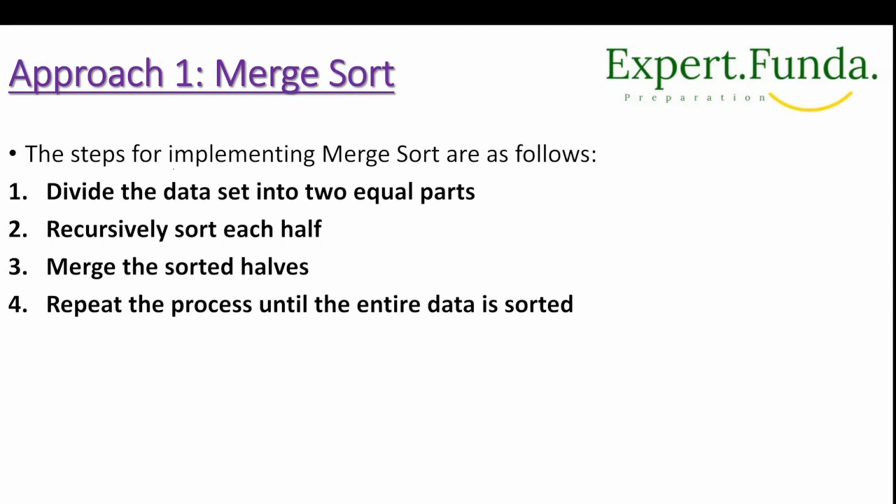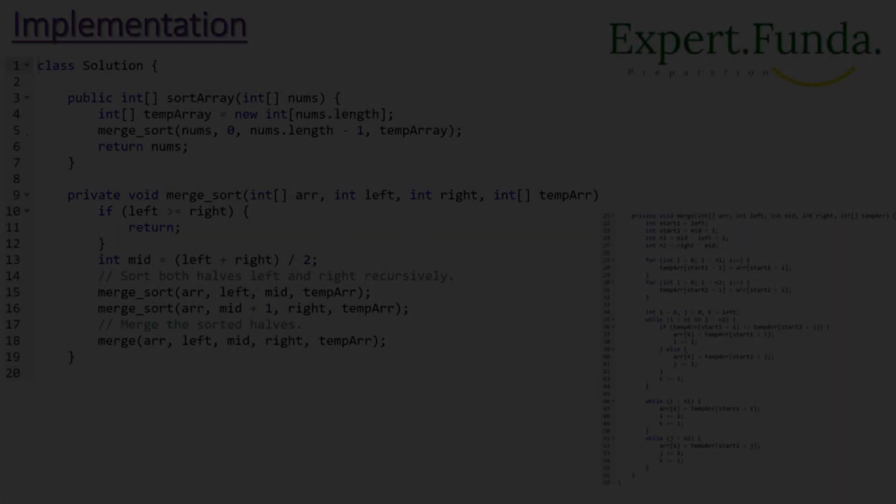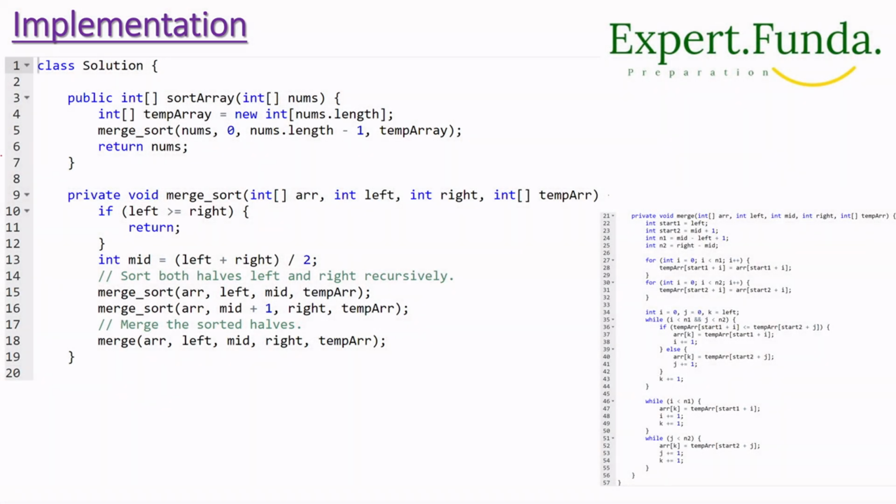The steps we have to follow in merge sort are: first, we divide the data set into two equal parts, and then recursively sort each half. Then we merge the sorted halves, and we repeat this process until the data is sorted. We have already seen the approach, how we'll do that. We know the approach.